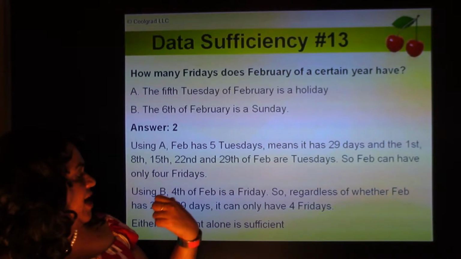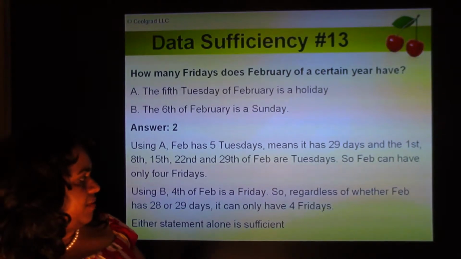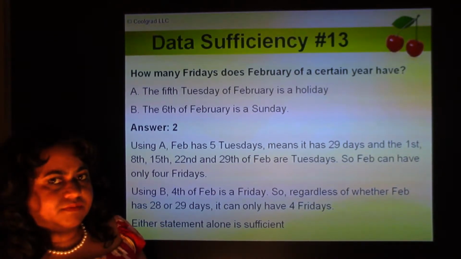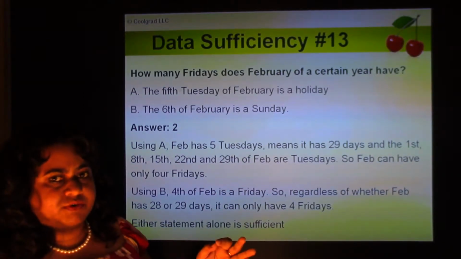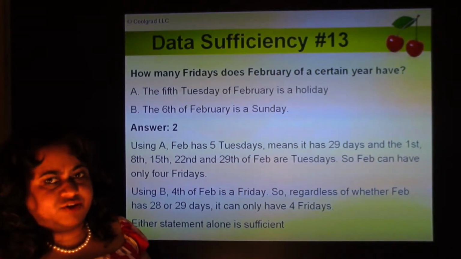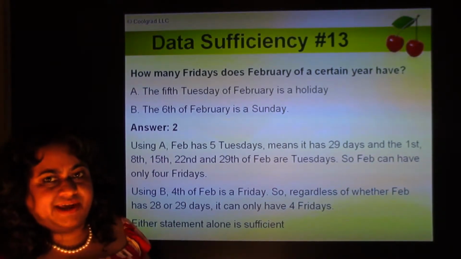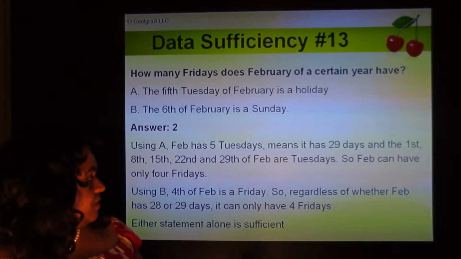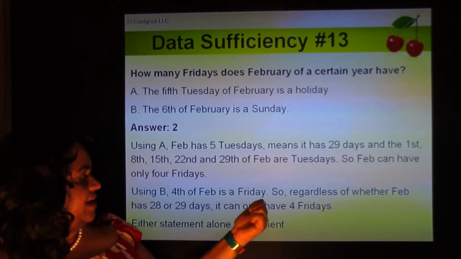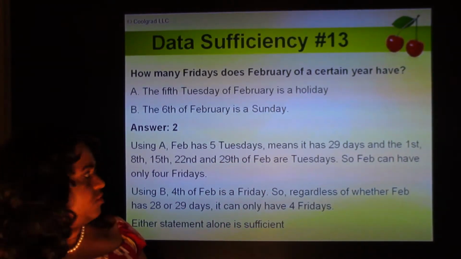Regardless of whether February has 28 or 29 days, it can only have 4 Fridays. So 4th of February is a Friday. So that means the 1st must have been a Tuesday, right? The 1st of February is a Tuesday, 2nd is a Wednesday, 3rd is a Thursday, and 4th is a Friday. 1st of February was a Tuesday, and the 29th is a Tuesday. So there are 5 Tuesdays, or at the most there might be 4 Tuesdays. Regardless of whether it has 28 or 29 days, it can't have more than 4 Fridays. That's the material point. So from statement B alone, we can say it can have only 4 Fridays. So either statement alone is sufficient. So we pick option 2.